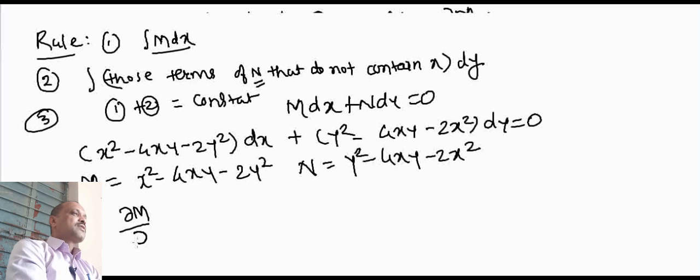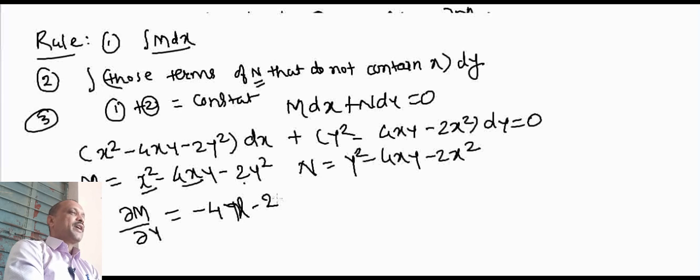To do that, let us calculate their derivatives. ∂M/∂y: when we differentiate with respect to y, x remains constant, so the derivative of this term is 0. The 4 and x are both constant, so we get minus 4x, and the derivative of the last term, minus 2 into 2y, is minus 4y. So we get ∂M/∂y = -4x - 4y.